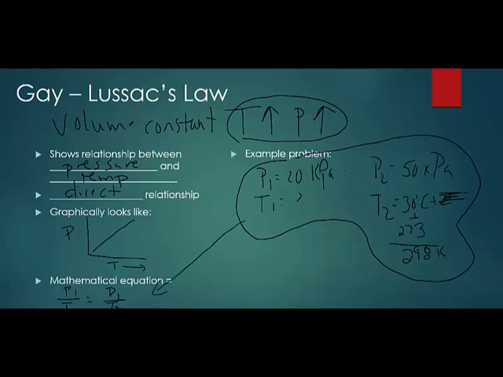And then at the end, I'm just going to give you the answer this time. I'm not going to go through the entire algebra, and we can check to see if you have the correct answer. So if you did 20 divided by x is equal to 50 divided by 298, when you do the algebra, you should come up with an answer of 121 Kelvin.